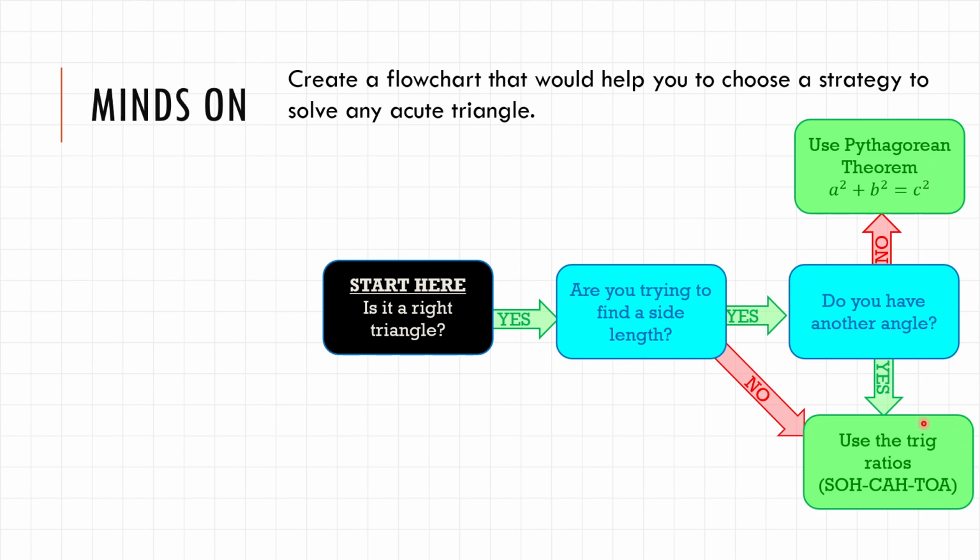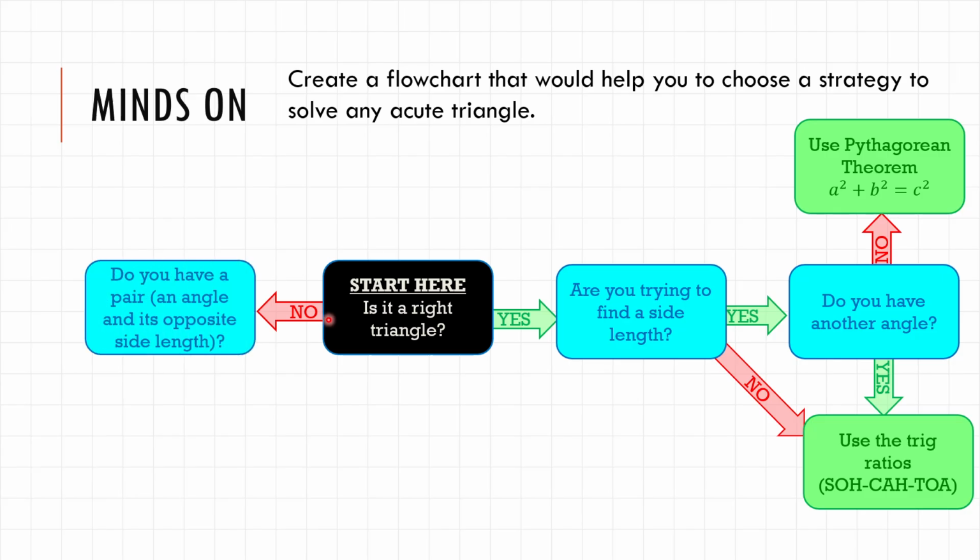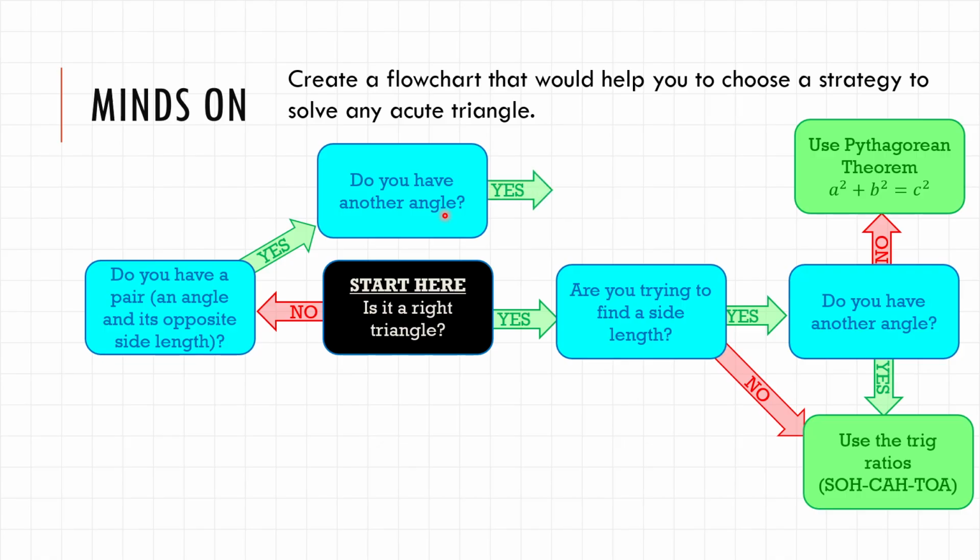Really, these are the only two. The problems really become a lot harder when we get into answering that question with a no. If it's not a right triangle, then we need to look at the sine or cosine law. And the way to distinguish which one we can use is just by asking the question, do we have a pair? Do we have an angle and the opposite side length? If the answer is yes, then, okay, well, do we have another angle? If that answer is yes, then we're going to use the version of the sine law where the side lengths are in the numerator, right?